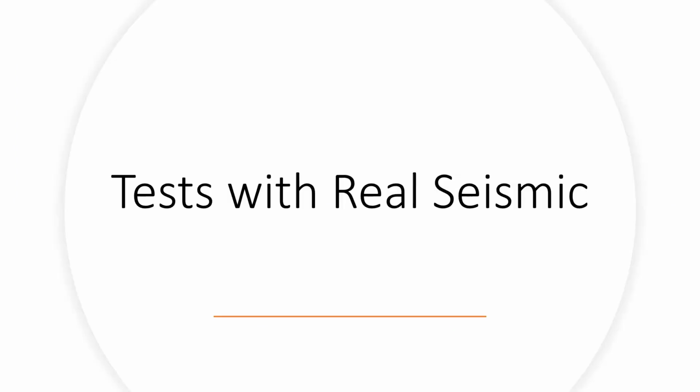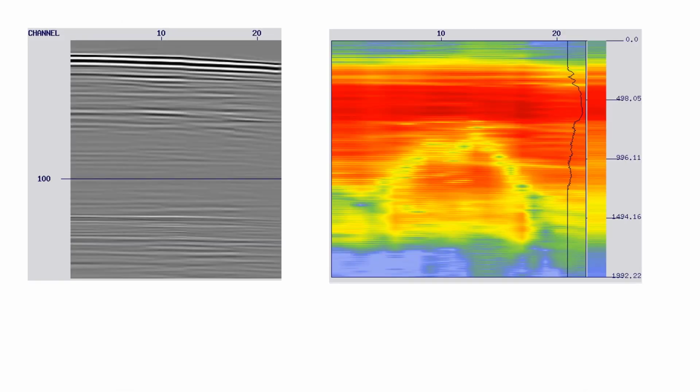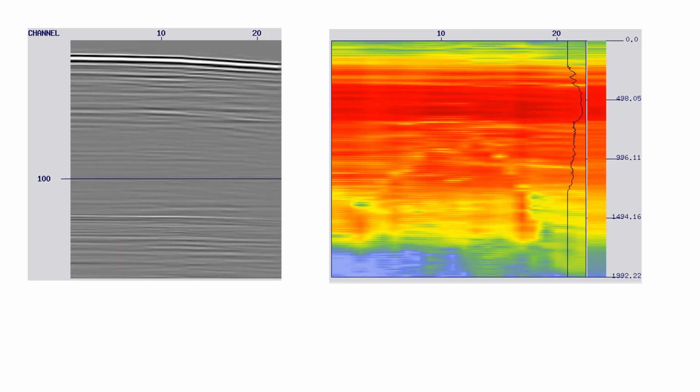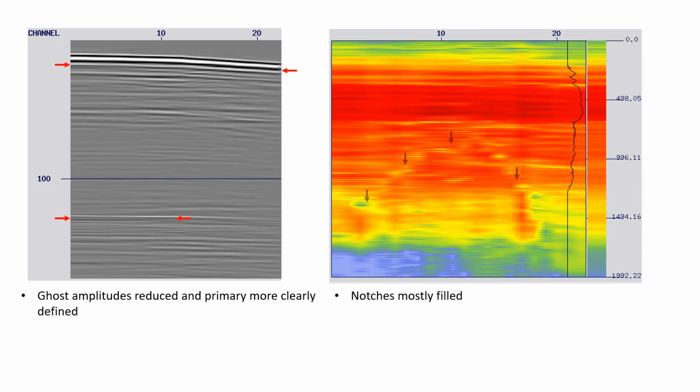So now we look at some tests with real seismic data. There's just a little window of some data, time, channel. That's a frequency spectrum for each channel. See the notch. That's after. So the ghost amplitudes have been reduced and the primary is more clearly defined, and we've mostly filled in the notches.